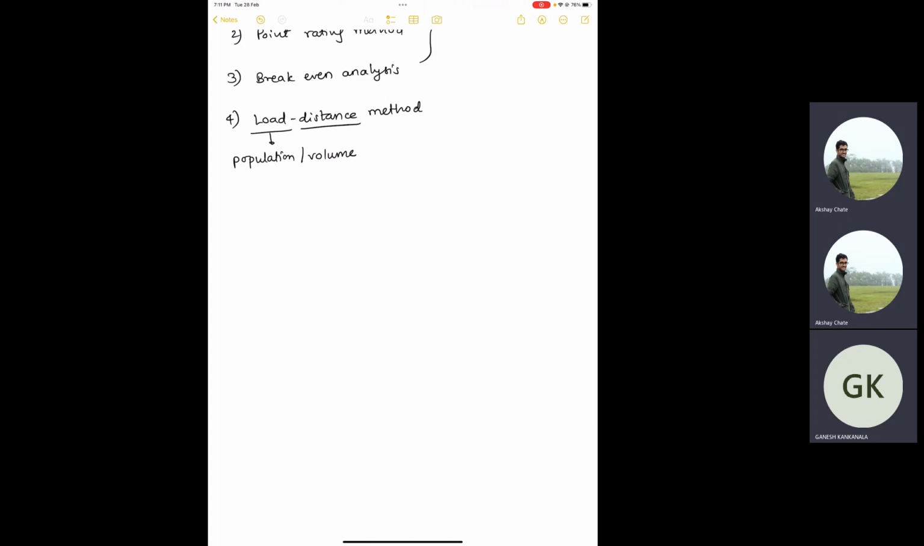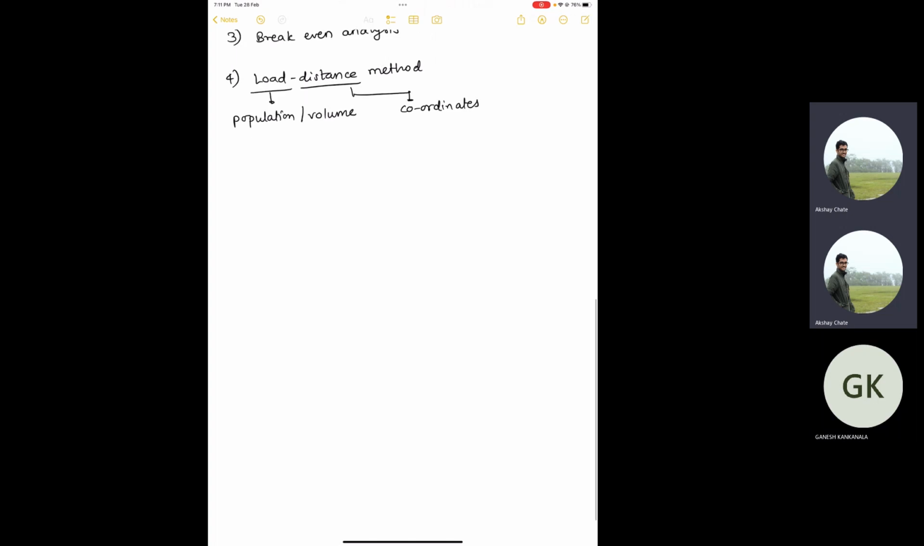Yes, I think you have got the essence of the method, but more formally, you can define it in terms of load, which you can consider as a population or volume, and distance, which can be calculated based on the coordinates of the various locations that you are considering. So essentially, when you do this sort of analysis, you need some measure for calculating distance.